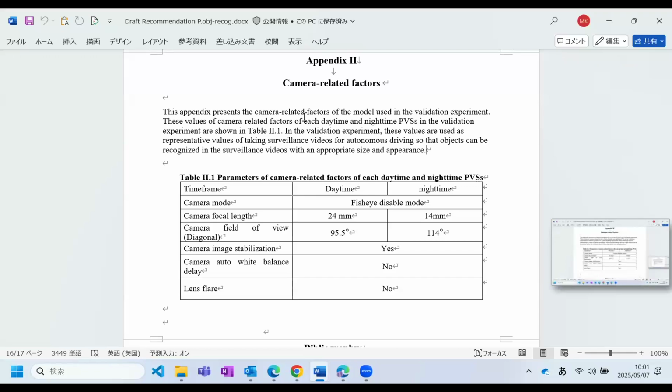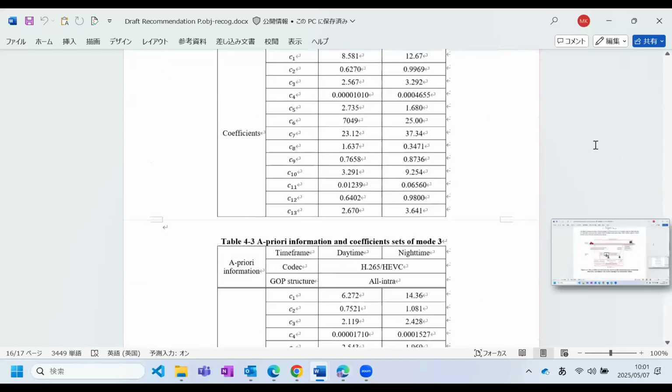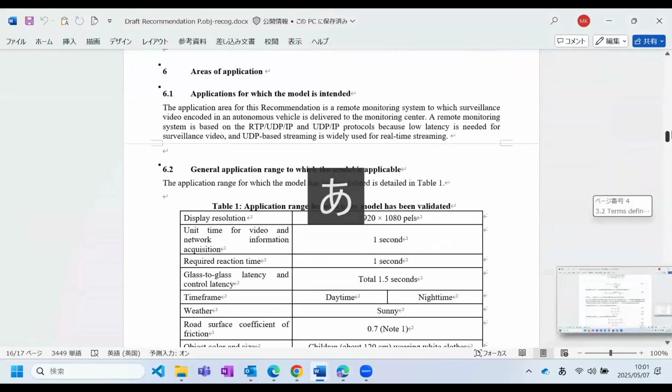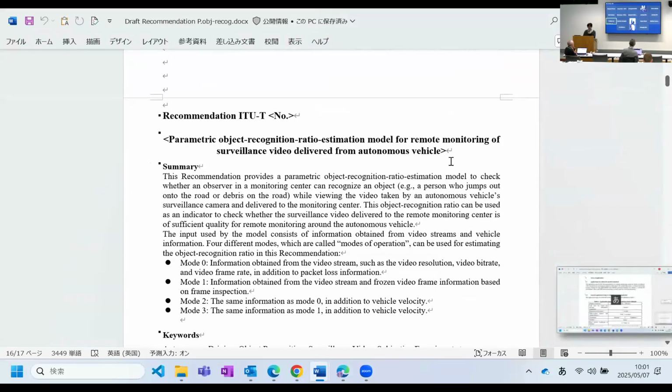Yes, I think the summary of this recommendation might be helpful for those who are reading this recommendation for the first time. It clearly says the objective and goal of this recommendation.